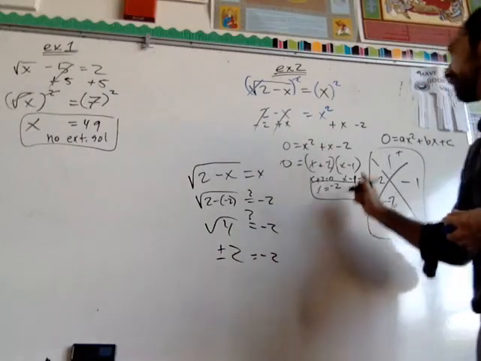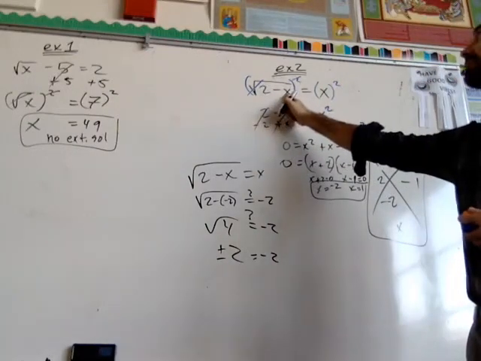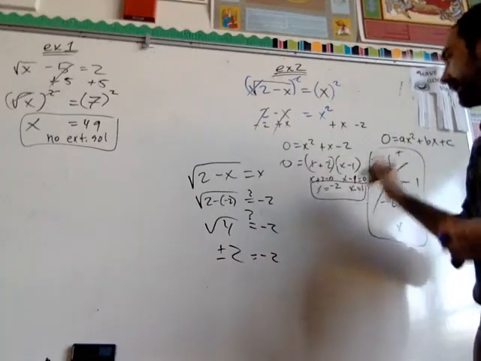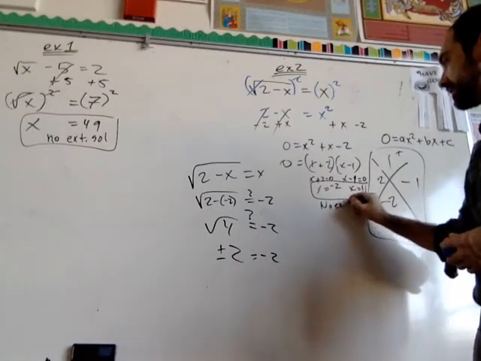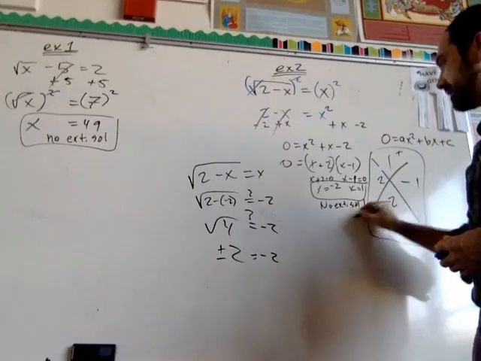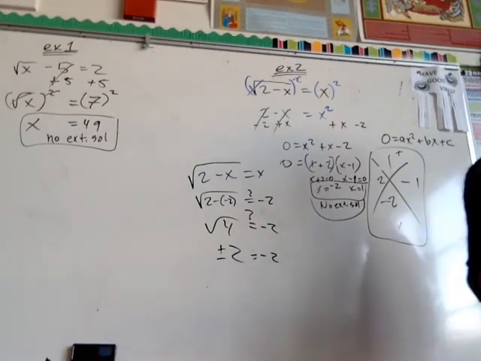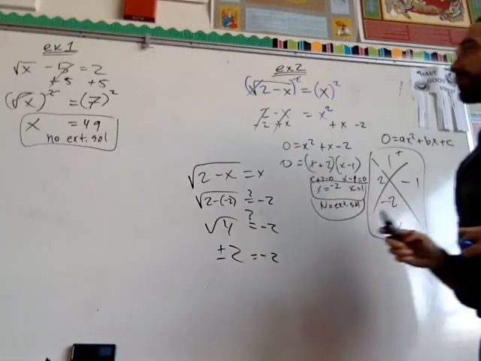All right, we plug in 1. What is 2 minus 1? 1. Square root of 1. Does that equal 1? Yeah. So we have this. We have no extraneous solutions. And we're done.